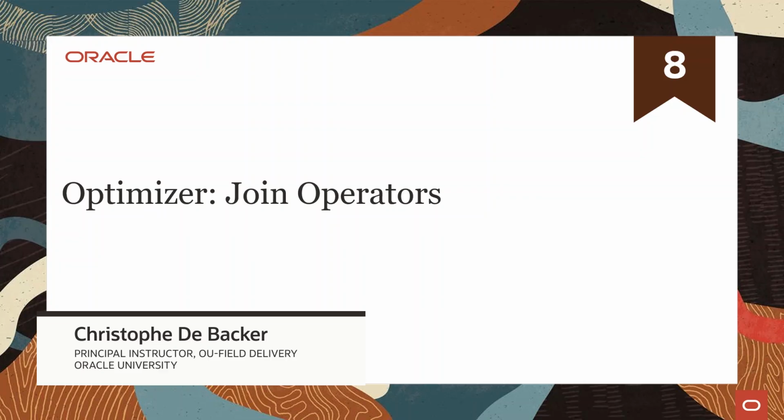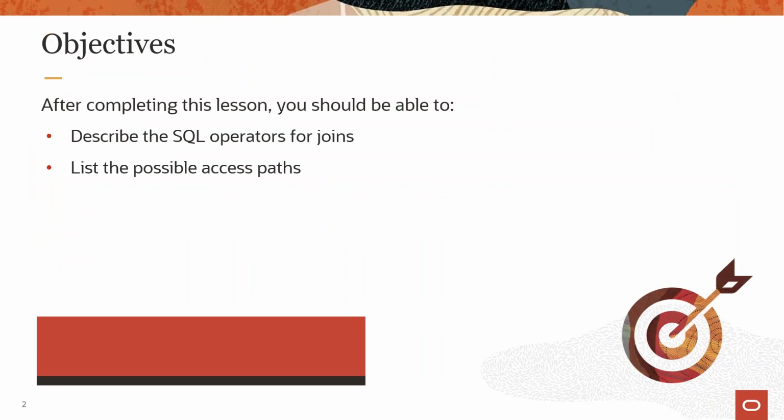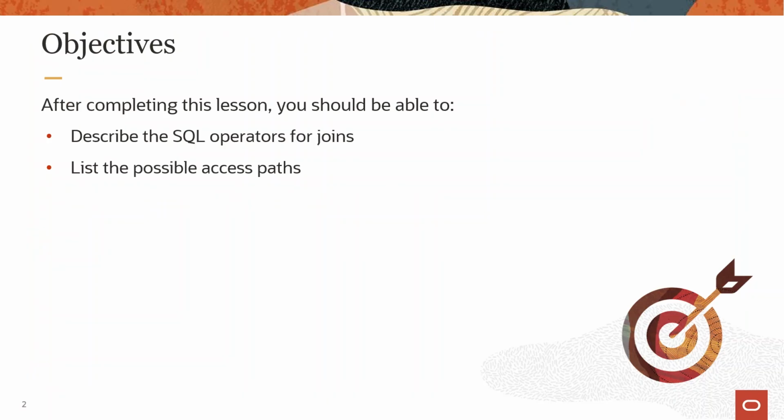In chapter number 8, we are discussing the join operators. After you have completed this lesson, you should be able to describe the SQL operators for joins, as well as list the possible access paths. In this lesson, we try to understand the execution plans related to join operations.